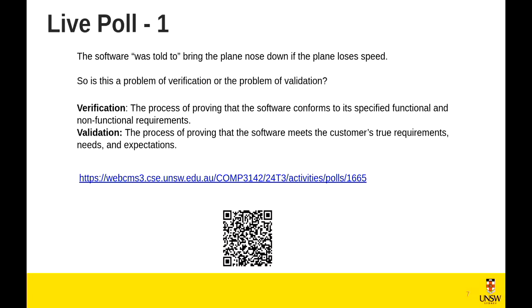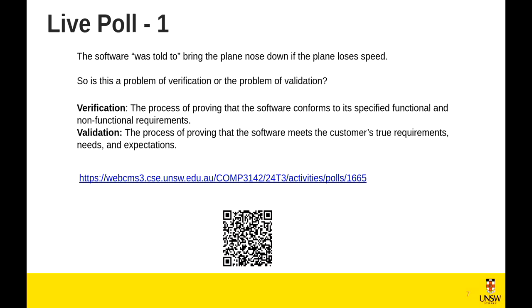So the software was told to bring the plane nose down if the plane loses speed. So do you think this is a problem of verification or validation? Because the software is told to drag the plane down to gain speed. So remember the definition of verification and validation.